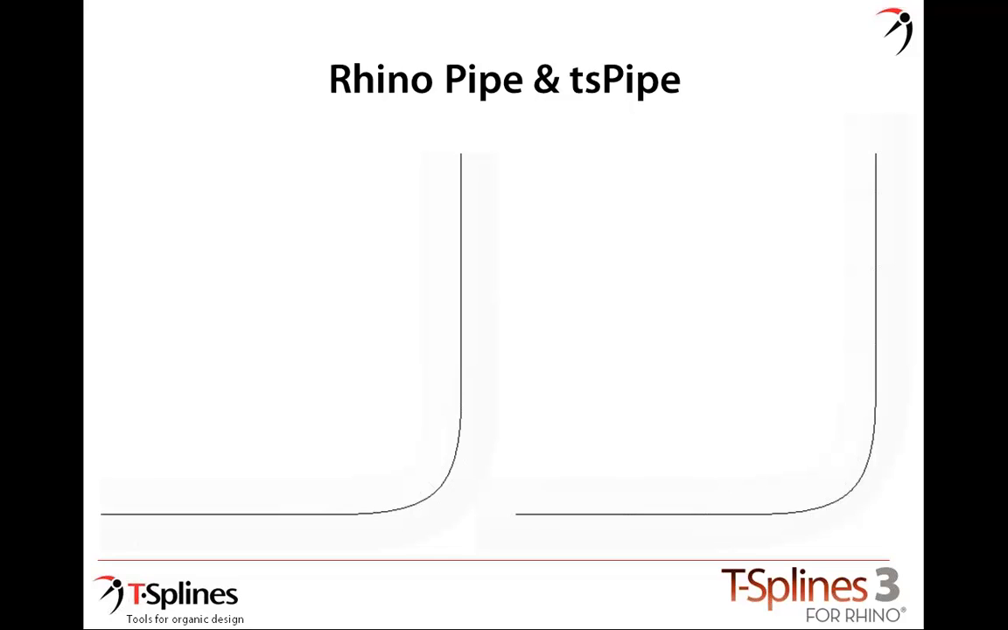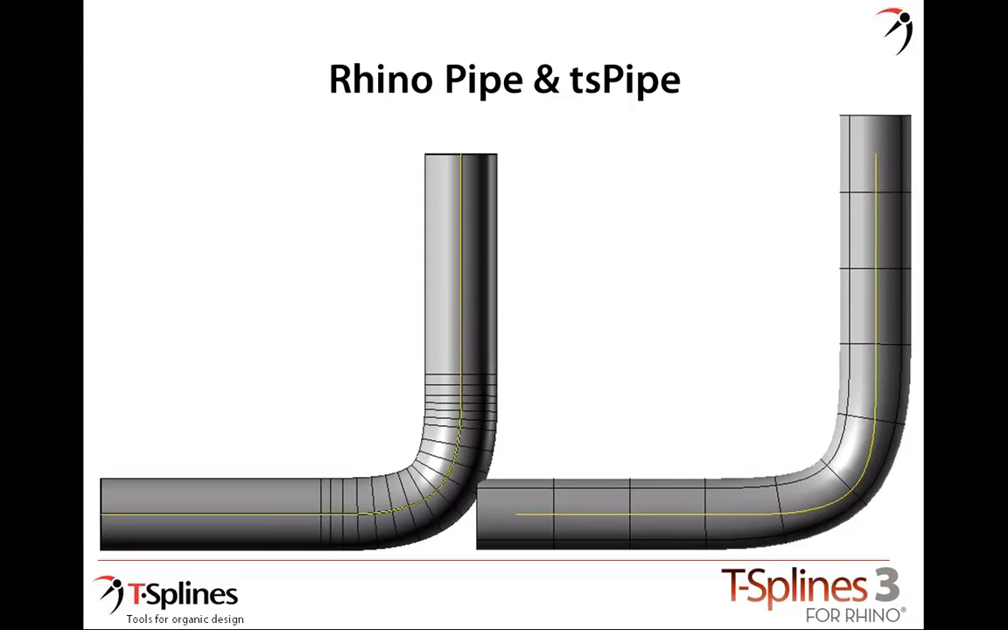The next thing I wanted to talk about is the difference between the Rhino pipe command and the T-Spline pipe command. Here I've got 2 copies of the same curve, and if I run the Rhino pipe command on one and the T-Spline pipe command on the other, we see that we get very different results. So the Rhino pipe is on the left, and the Rhino pipe is designed for engineering. It basically says if I take a circle and I sweep it along this curve, I want to get that swept surface accurate to within a given document tolerance.